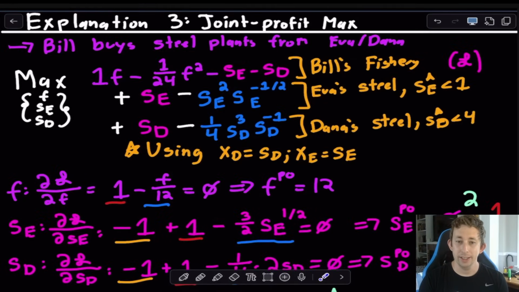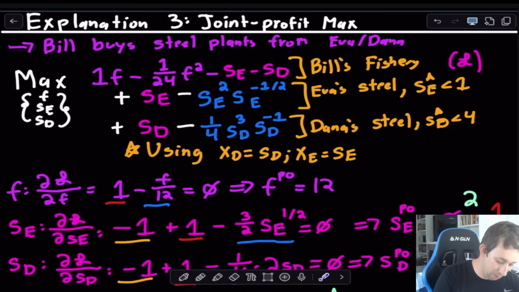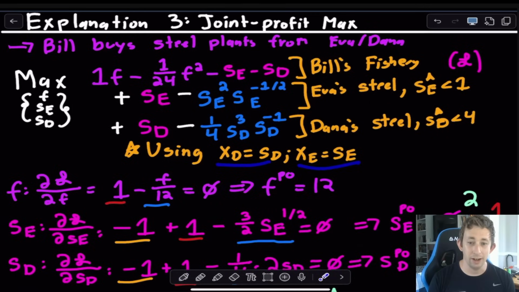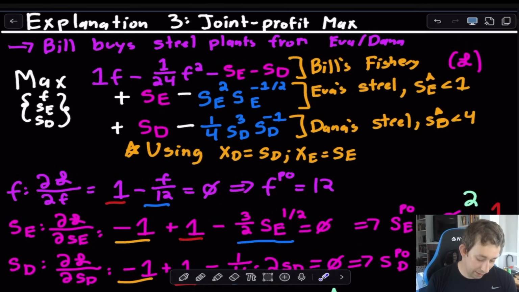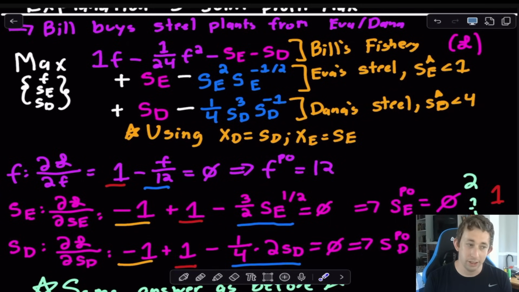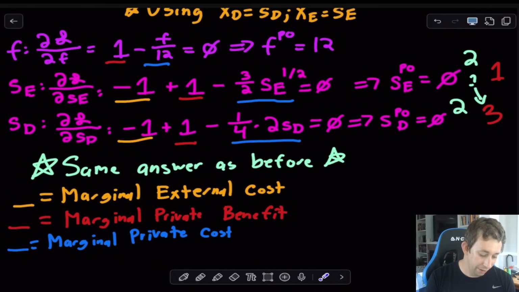Another way you could explain this is to do some joint profit maximization, where you say suppose that one person controlled both steel plants and the fishery. And this person could choose how much steel Eva and Dana produce and how much fish Bill produces. They're choosing all of these together. And so you could have a joint profit function where you're going to maximize profit, where this is Bill's profit, this is Eva's profit, and this is Dana's profit. And again, I'm using the fact that the amount of pollution is equal to the amount of steel for both Dana and Eva's plant. And then you could take 3 first order conditions, where each first order condition is basically going to be each person's profit maximization problem with this external cost.